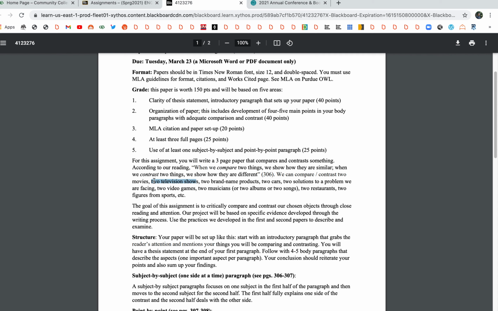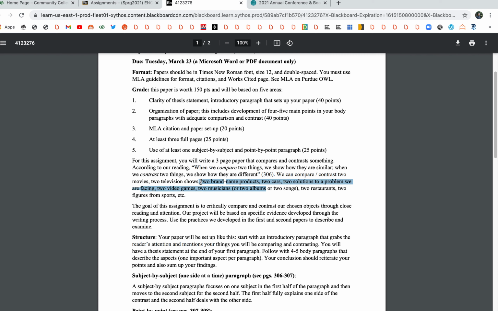Sopranos versus The Wire, Friends versus Seinfeld's an old one. But two television shows, think of reality shows. If you watch those, you can compare and contrast. Two brand name products. What do we all use every day? Phones. iPhone versus the Droid or whatever, or computers, right? Mac versus HP. Or products.